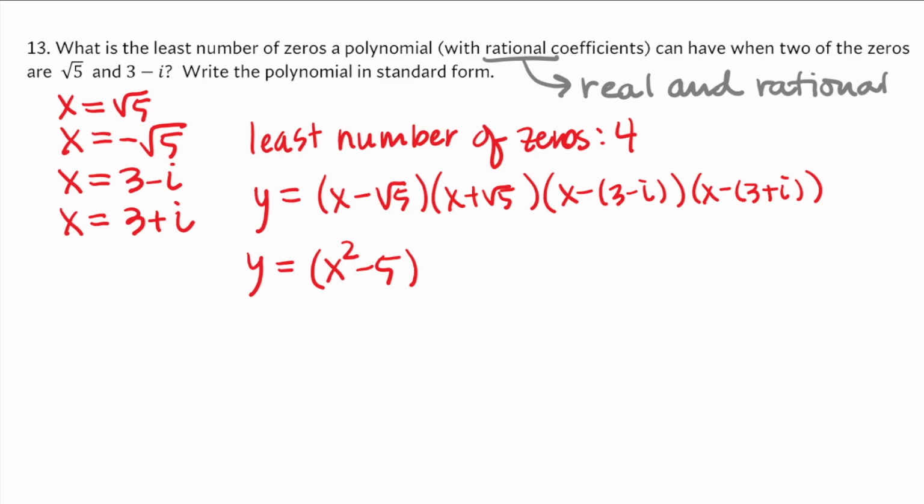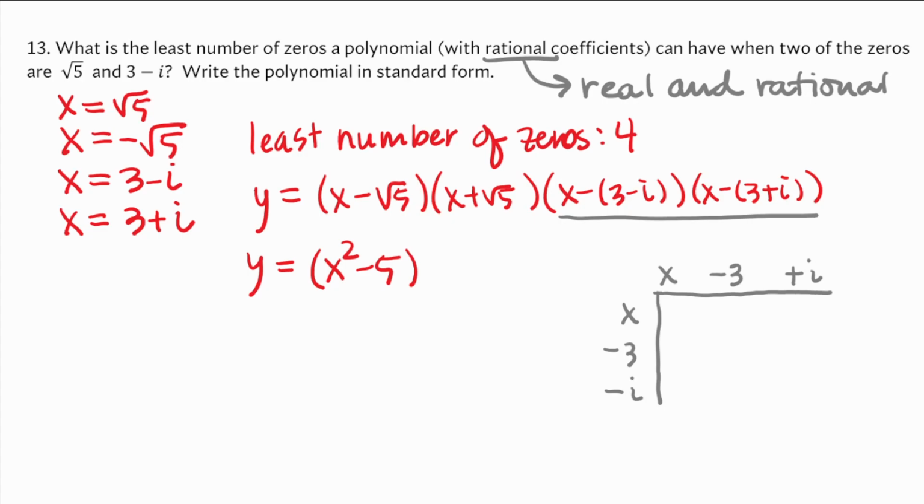And this kind of product over here is something I'm thinking I'm going to need to do with a box. So x minus 3, and if I'm subtracting negative i, that'll be plus i, multiplied by x minus 3 and minus i, if I distribute that negative there. Okay, and then I'm going to fill out the box. I don't think you need me to narrate that.